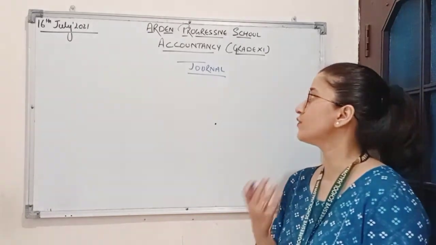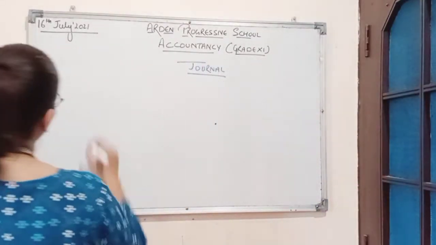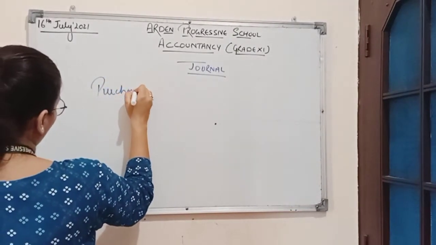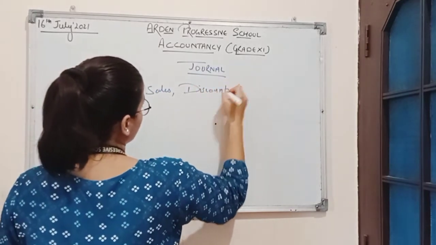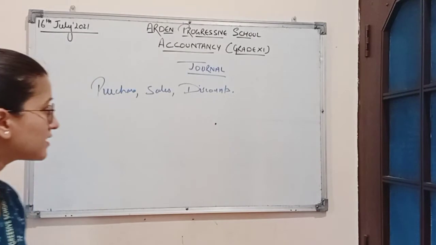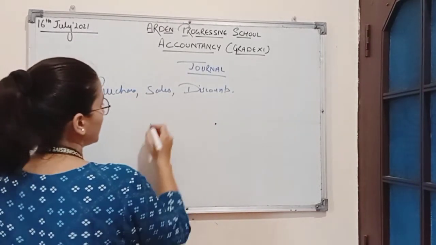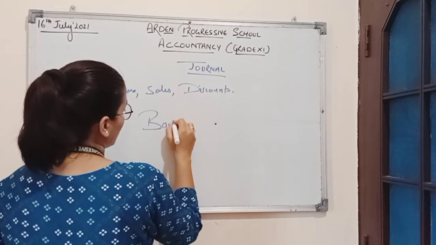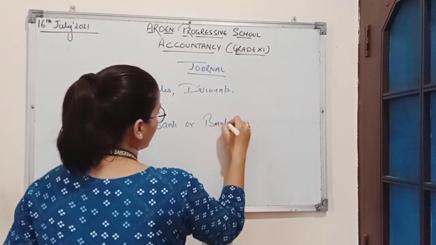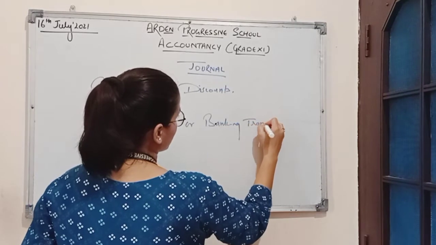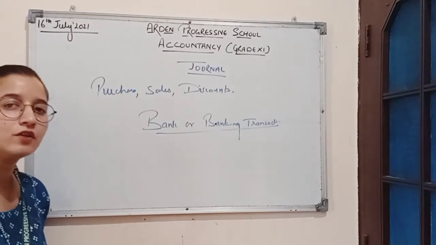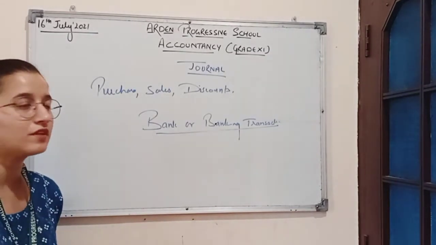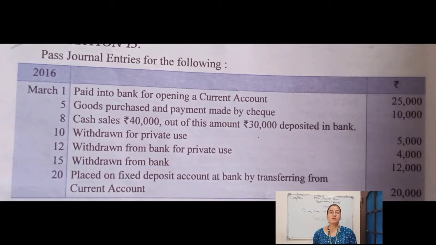As in the previous classes we have discussed the transactions relating to purchases, sales, discounts, etc. So in this class we will be studying the transactions related to bank, or we can say banking transactions. We will learn how to record the transactions relating to banks in the book of original entry, that is journal. So we will be solving one numerical question based on banking transactions.